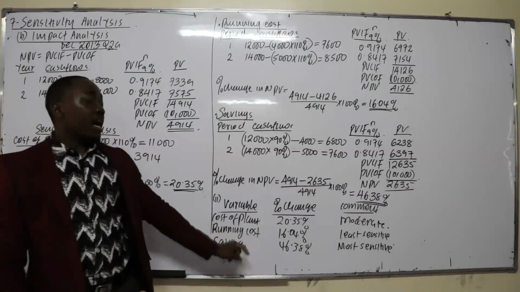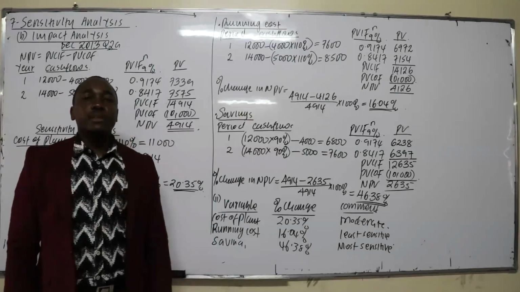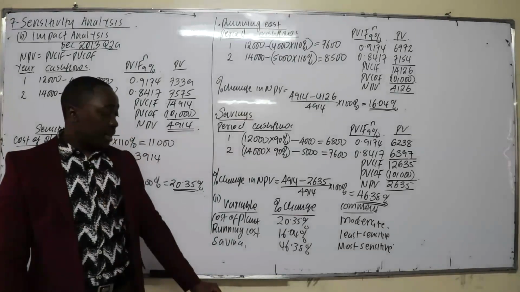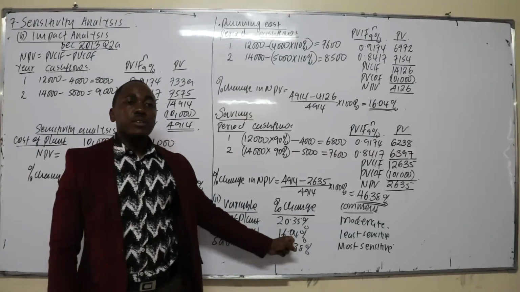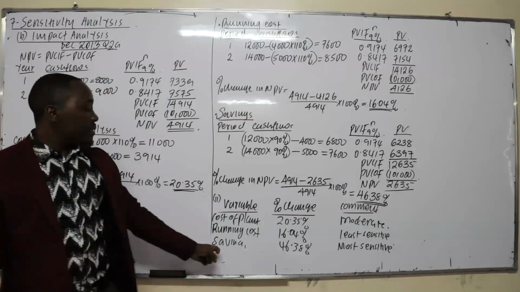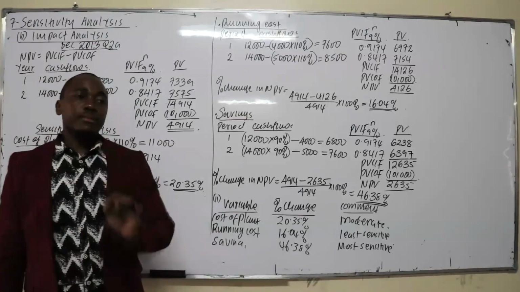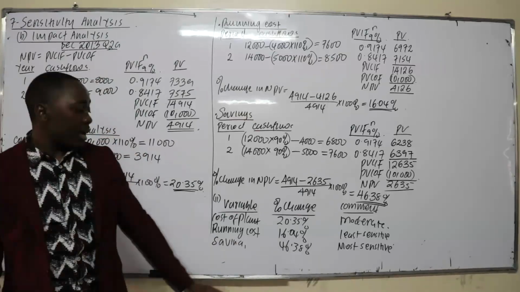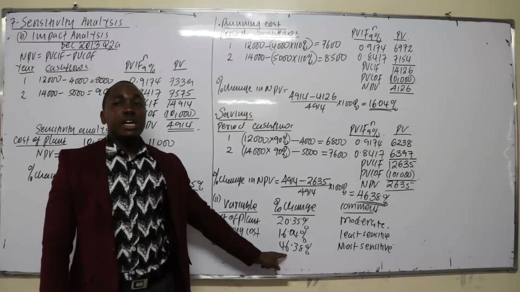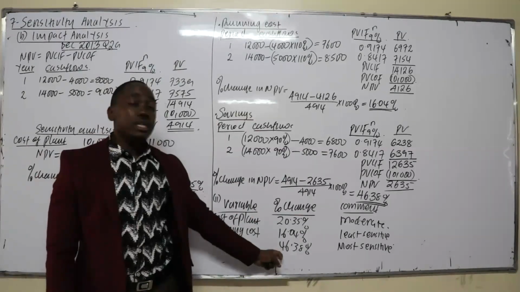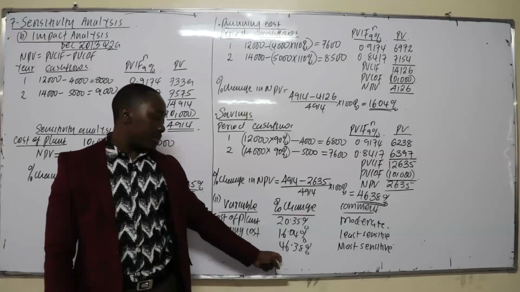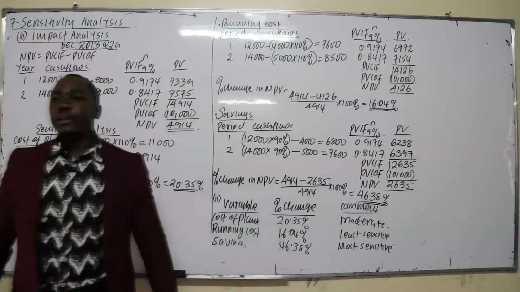If running costs are affected adversely by 10%, the entire profitability or NPV reduced by how much? 16.04. But if savings just decreased by 10%, the total NPV will reduce by how much? 46. So that means savings is very sensitive. A small change of 10%, risk reduction by 46.38% in NPV. So you can copy now.